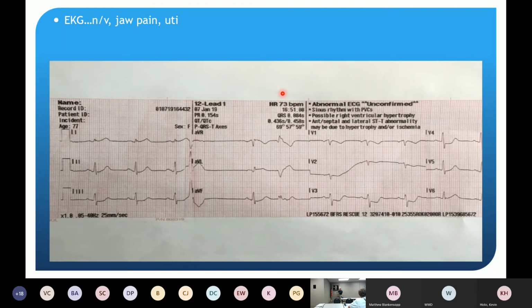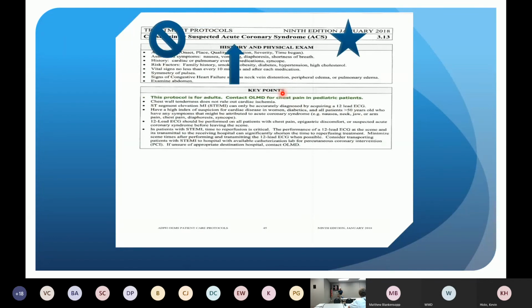This one I've talked about every time. Short version, remember, our protocols say chest pain, suspected ACS. Forget the chest pain, think suspected ACS, because chest pain is part of that. Nausea, vomiting, diaphoresis, shortness of breath in an older person is concerning for coronary occlusion. Get a 12 lead. This guy did it.